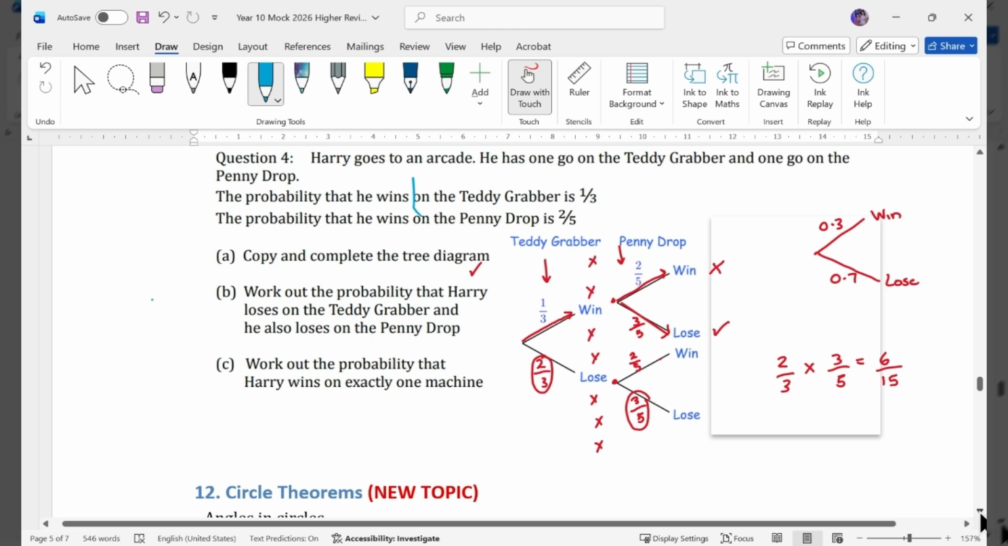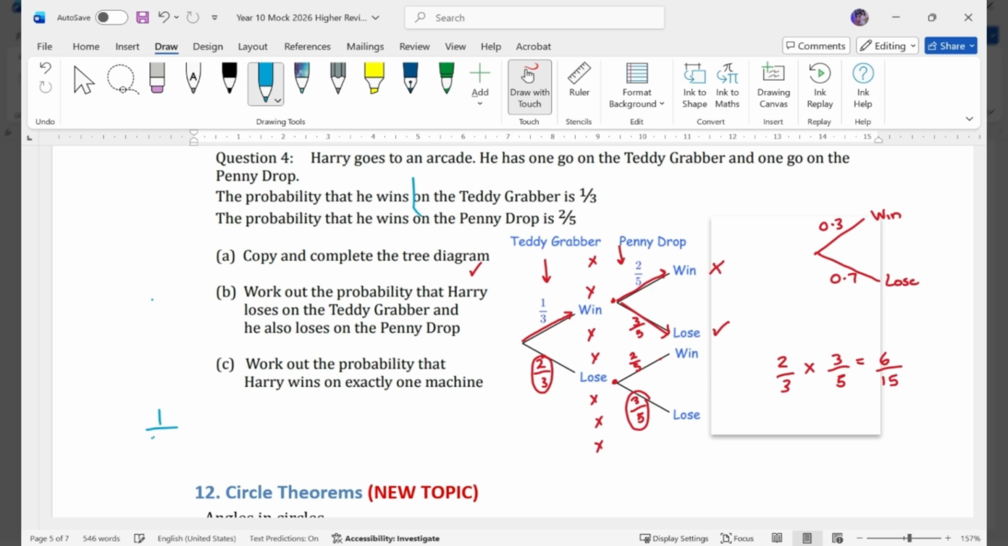So the probability of him winning on exactly one machine, we'd have to work out both. I'm going to try and draw it with my mouse, and it's going to be horrible. So we've got win times lose. Oh, it's going to take me forever to do this.